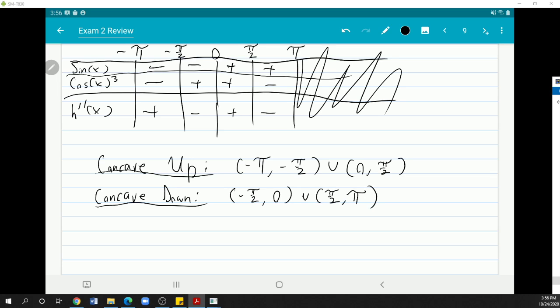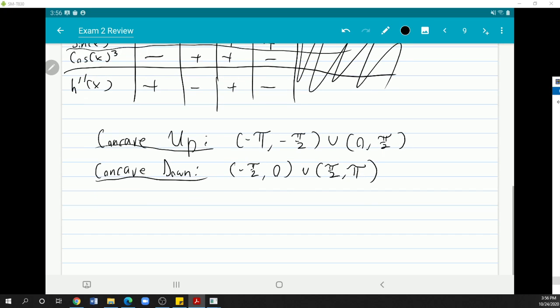And if we think about the way that tangent looks, that makes sense, right? Because tangent, one period of it looks something like that. So everything we have agrees with that.